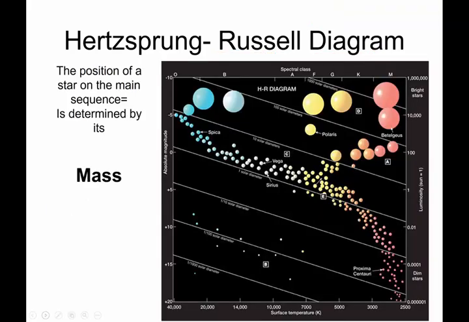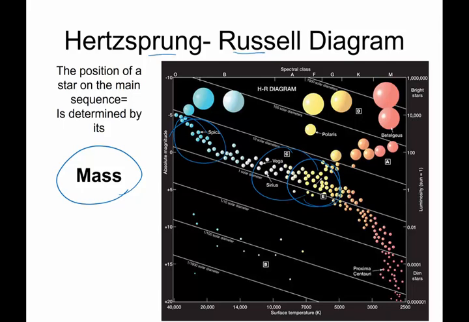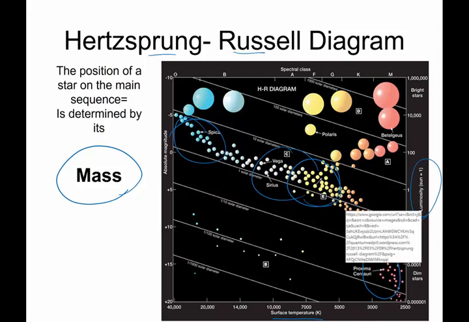The one property that determines where a star is going to be on a Hertzsprung-Russell diagram is the star's mass. Whether it's going to be in the upper part of the main sequence, up here with the blue stars, in the middle of the main sequence with the white and yellow stars like our sun, or it's going to be in the bottom right-hand corner where the red dwarfs exist. So mass is a really big determining factor on how bright a star is going to be, how hot it's going to be, how much energy or luminosity it's going to give out.